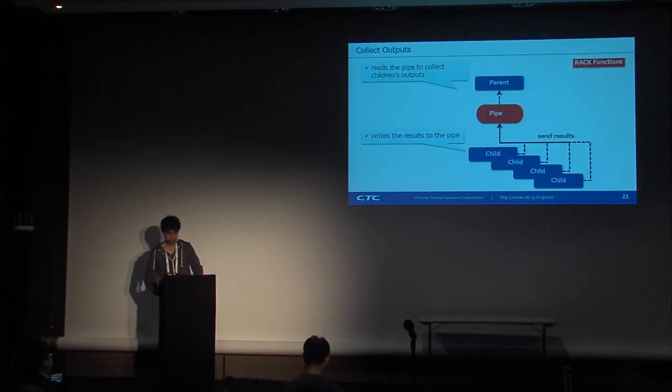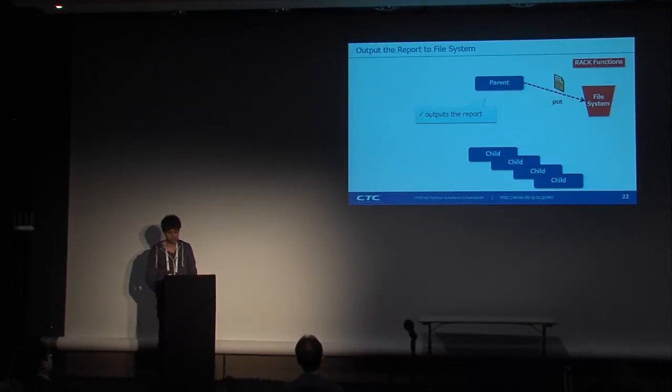So when the children processes finish the simulation, they will send the result to the parent process. So pipe is very useful to do this. You can use this pipe, like Unix pipe. The children processes write the result to the pipe, and then the parent process reads the pipe to collect children's outputs.